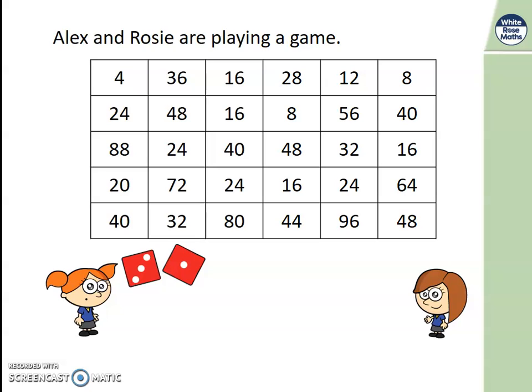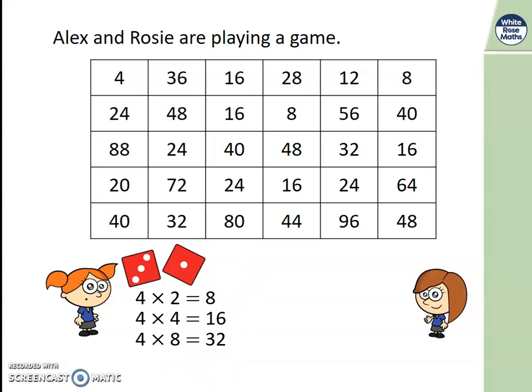So Alex rolls a 4. Can you write down 4 times 2, 4 times 4, sorry, and 4 times 8, please. So let's have a look at the answers. Pause the video if you need some more time. So 4 times 2 is 8, 4 times 4 is 16, and 4 times 8 is 32. Remember, we can double our answers each time because we are in the 2, 4 and 8 times tables. That's the way that you can remember.